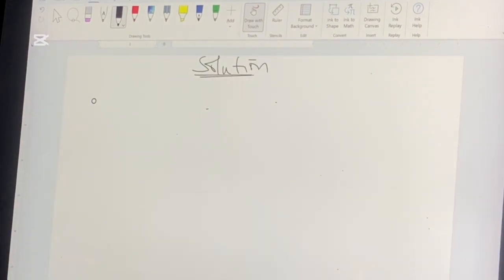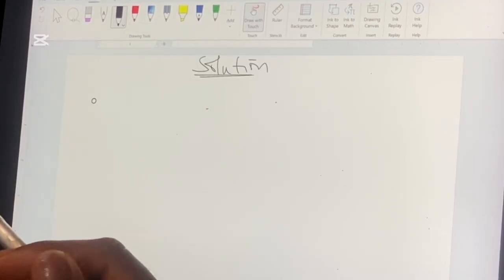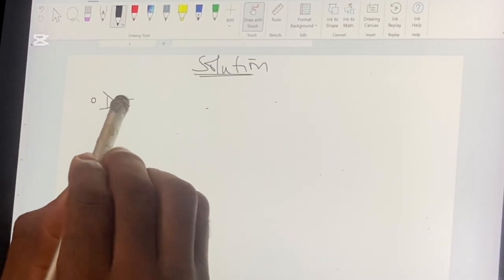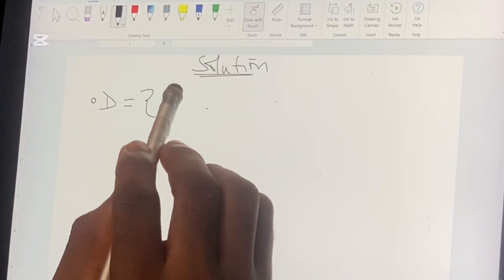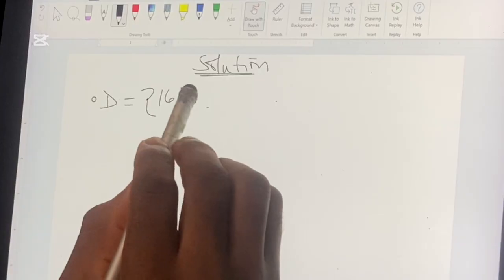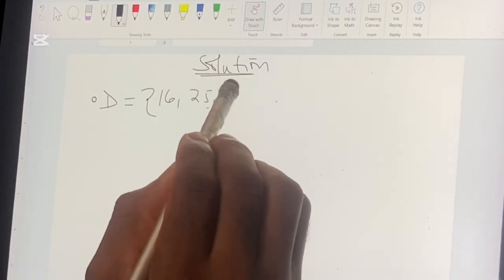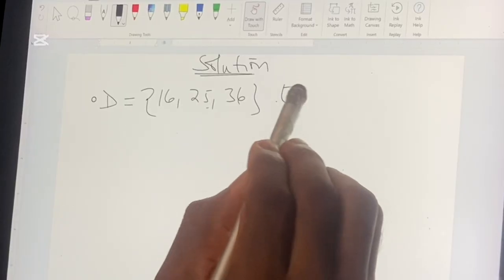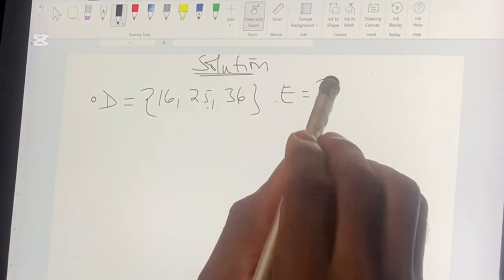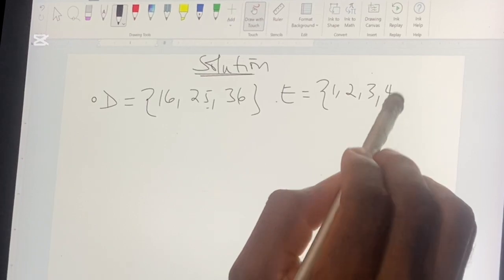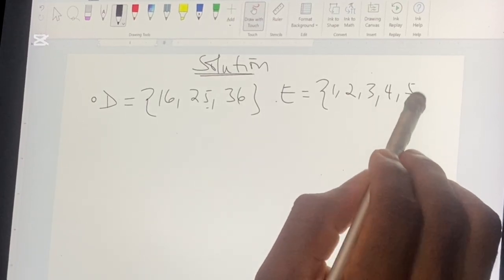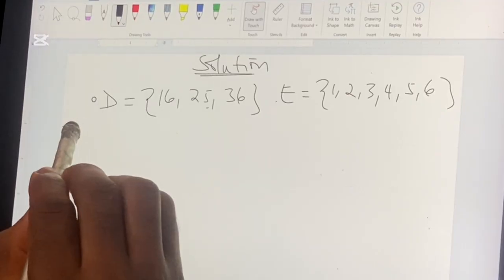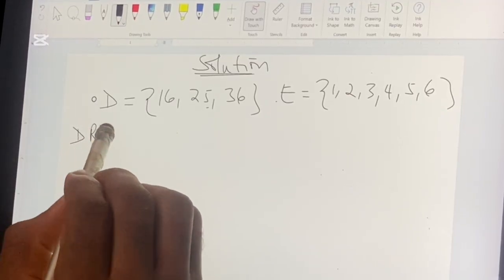Okay, now class, the domain of R is the first entries in a relation. Please take note. Before we find the domain, the first entries in a relation, we have to know what a relation is. We are given two sets, set D to be 16, 25, 36. We are given set E as 1, 2, 3, 4, 5, 6. And we are asked to find D relate E.